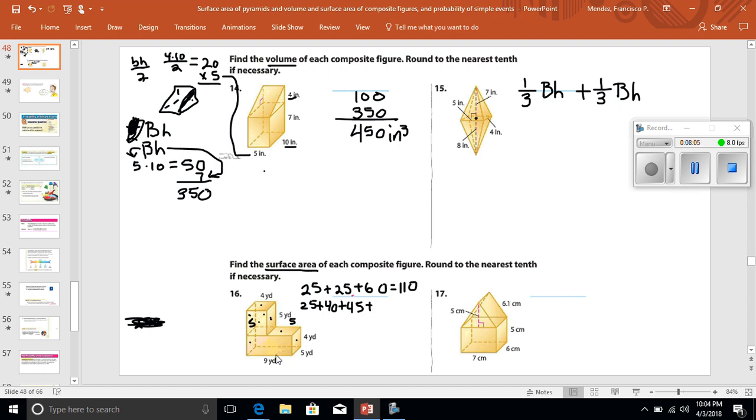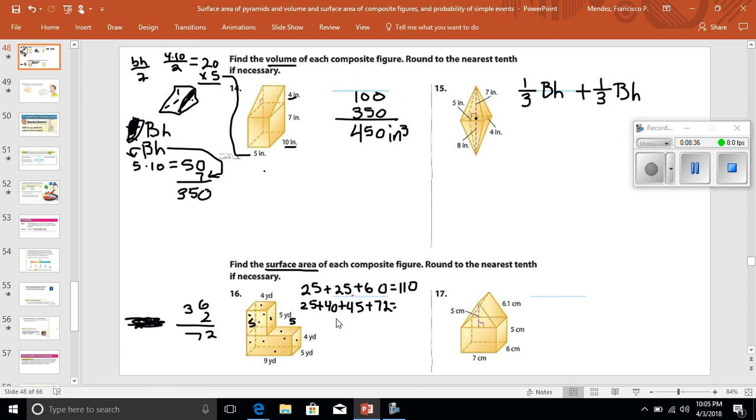And now we have the two sides here and back over here, right? So this is going to be 4 and 9. So that's 4 times 9 is 36. And then we have 36 on the other side. Well, 36 times 2 should give us 72. So we're going to add 72 to this as well. Let's see what we get.